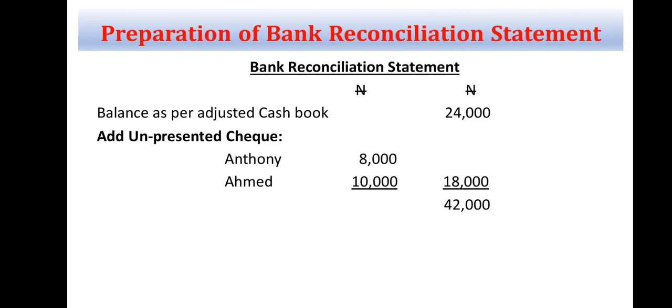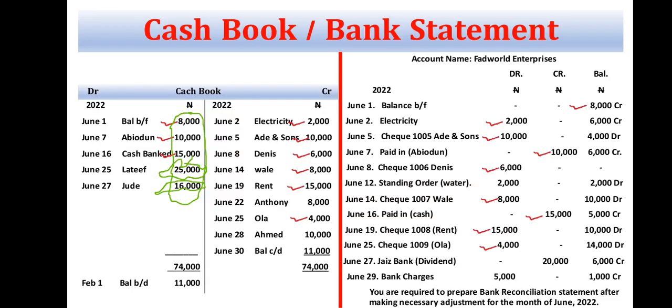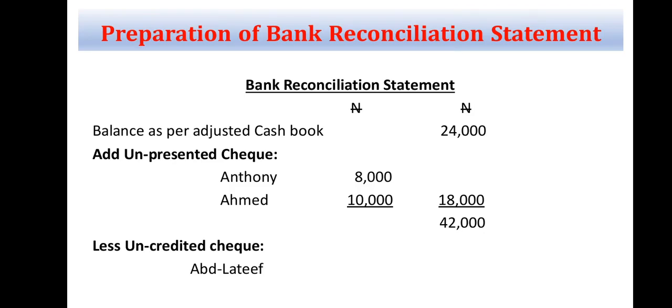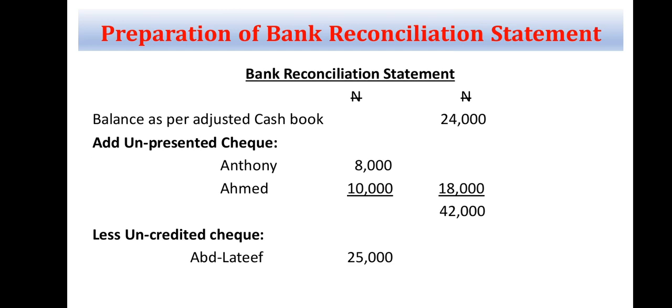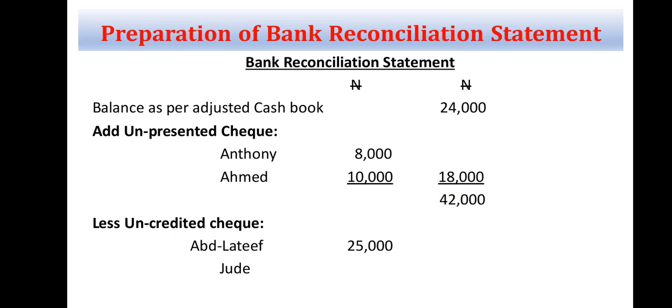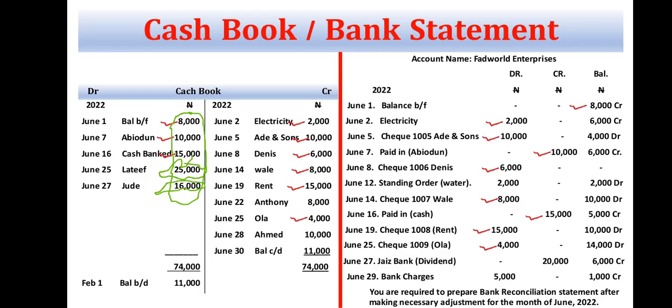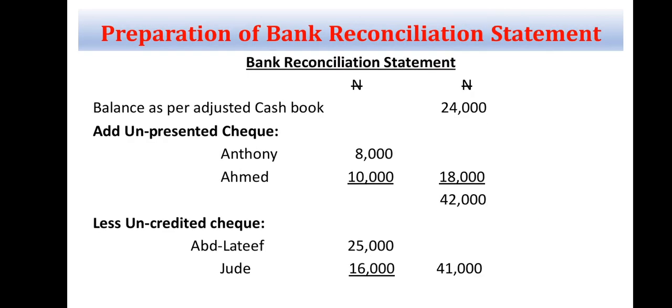So which means we are going to have less uncredited check. The first one is Latif, 25,000. So we have Latif, 25,000. The next entry we have here is Jude, which is 16,000. So we have Jude, 16,000 naira. If we add 25,000 and 16,000 naira together, since there is no other entry, it is going to give us 41,000 naira. So this 41,000 naira, we are going to subtract it from 42,000 naira. It's going to give us a balance of 1,000.